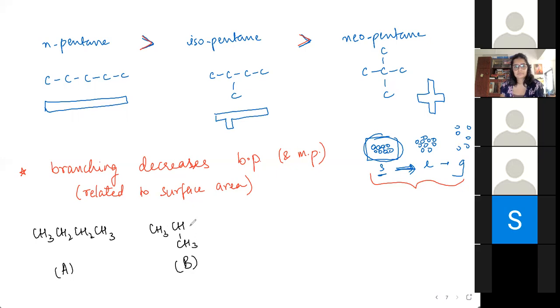Ma'am, I have another quick doubt. Even though neopentane has a super low boiling point, it's still more than butane, right? More than n-butane or neobutane? More than any butane, because molecular mass itself is changing, no? So higher the molecular mass, higher is the boiling point.